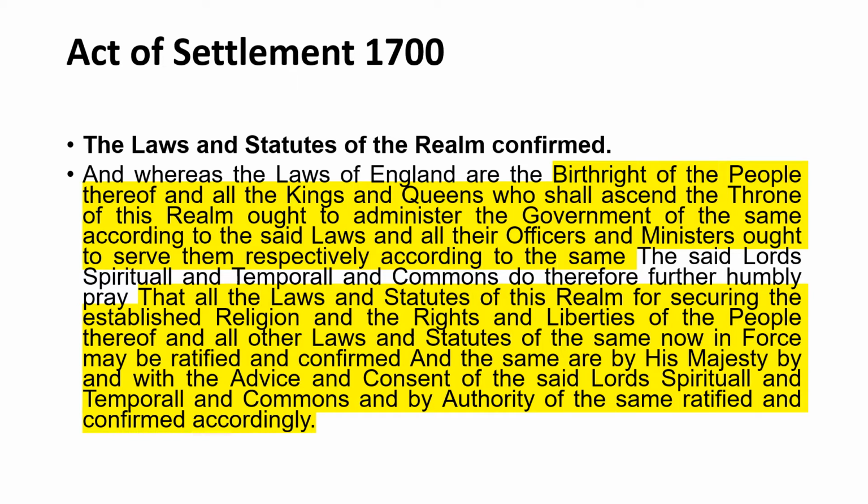So therefore they're telling you that all statutes or acts must receive this royal assent. It also says on the top paragraph, which is the most important, the birthright of the people, and all kings and queens who shall ascend the throne of this realm ought to administer the government of the same, according to the said laws of their offices, and ministers ought to serve them respectively according to the same. So they're telling you right there, any minister or any member that operates within the government is supposed to protect your rights and liberties.